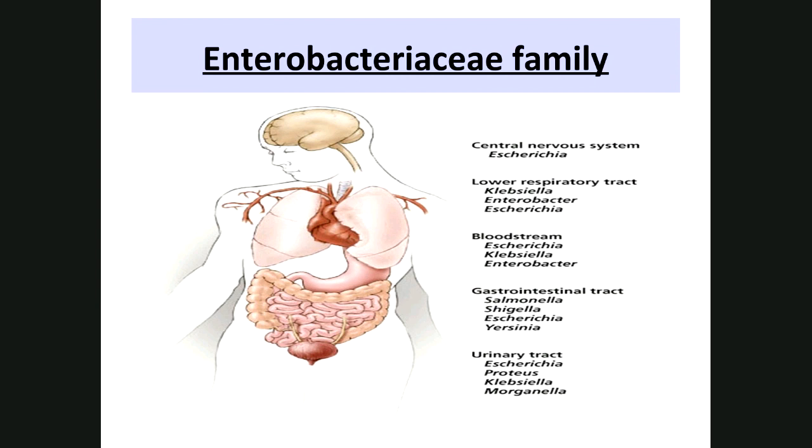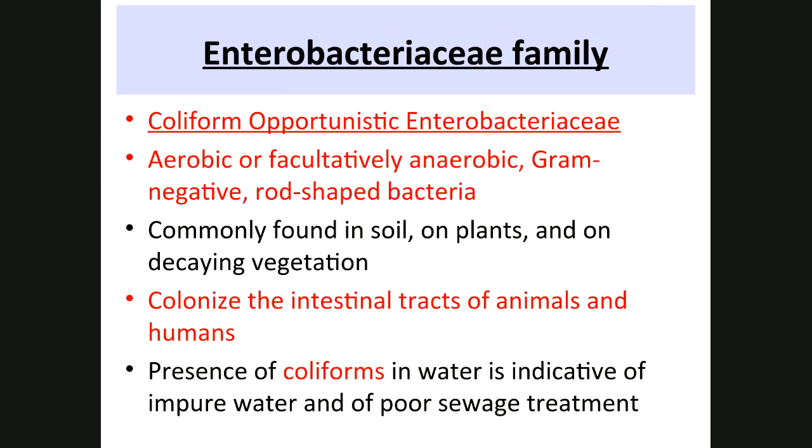These are some of the members of the Enterobacteriaceae family and the conditions they might cause. E. coli, for example, could cause central nervous system infections. Klebsiella, Enterobacter, and E. coli could cause lower respiratory tract infections. Bloodstream infections: E. coli, Klebsiella, Enterobacter. Gastrointestinal tract infections: E. coli, Salmonella, Shigella, Yersinia. Urinary tract infections: E. coli, Proteus, Klebsiella, Morganella. So this gives a rundown of the common infections caused by members of the Enterobacteriaceae family.